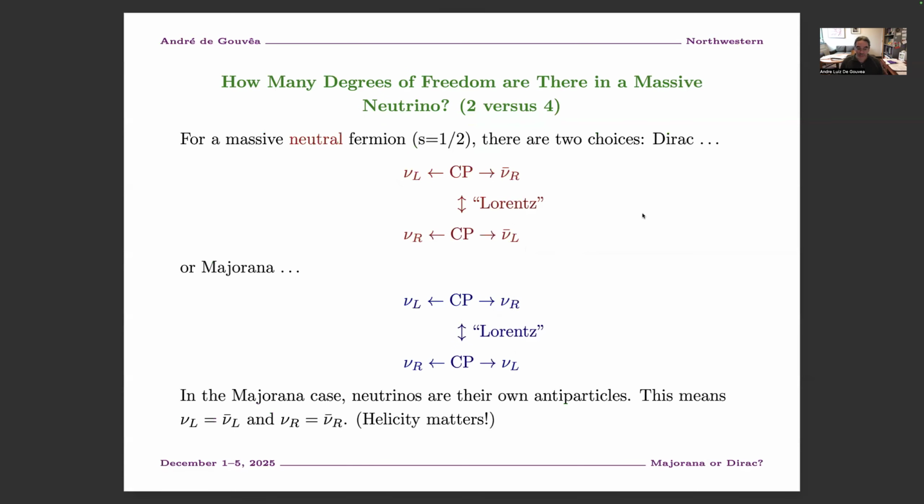So what about neutrinos? If you have a massive neutral fermion, it turns out that the story is a little bit more exciting than the electron case because you have choices. One choice is very similar to the electron story, which is if you know that a left-handed neutrino exists, it has a CP partner, which is some right-handed state, which for the sake of argument, we're going to call the right-handed antineutrino. So CP tells us that the ν_L state is associated to a ν_R bar state.